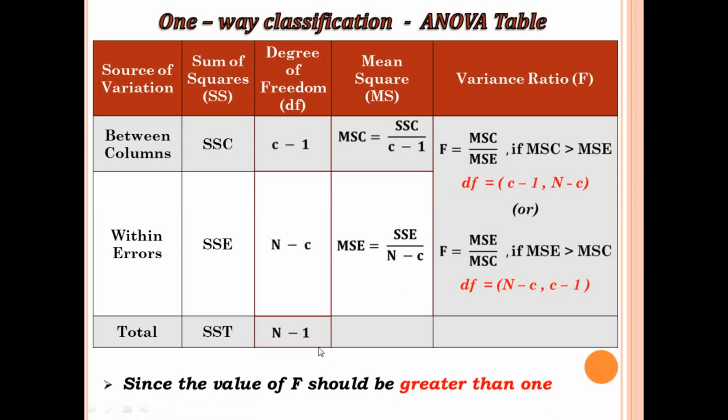So note, since the value of F should be greater than 1, we must get an F value greater than 1. Otherwise, your ratio is wrong, which means your calculation is wrong.